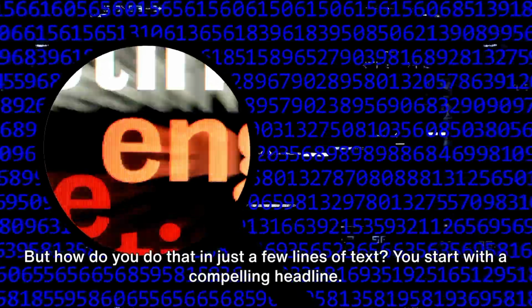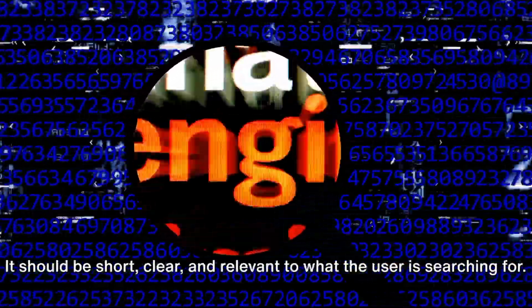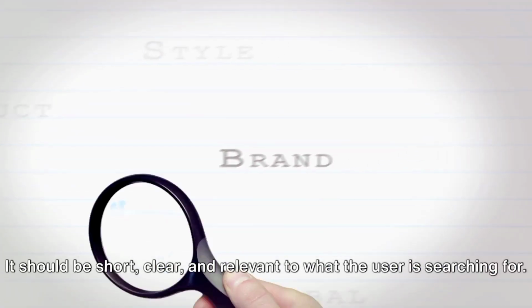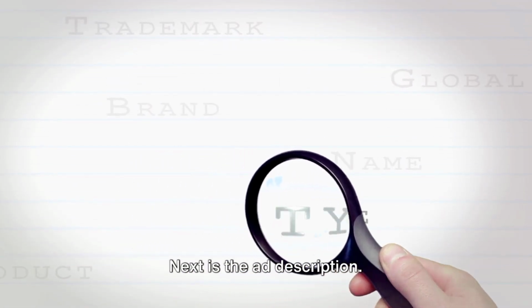You start with a compelling headline. This is the first thing people see, so it needs to grab their attention. It should be short, clear, and relevant to what the user is searching for. Use your main keyword in the headline to increase relevance and improve your ad ranking.